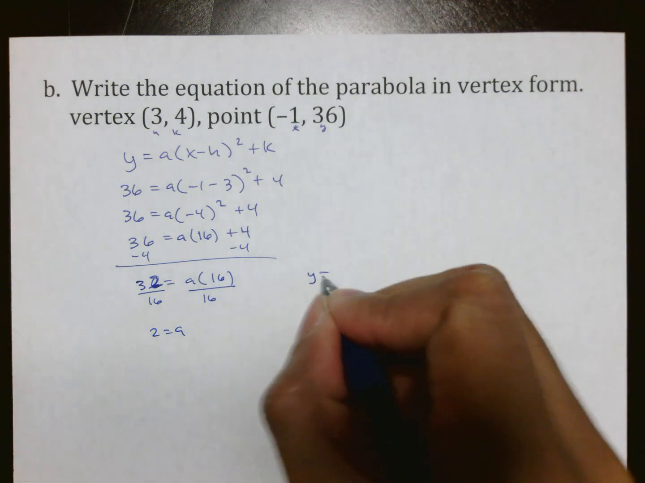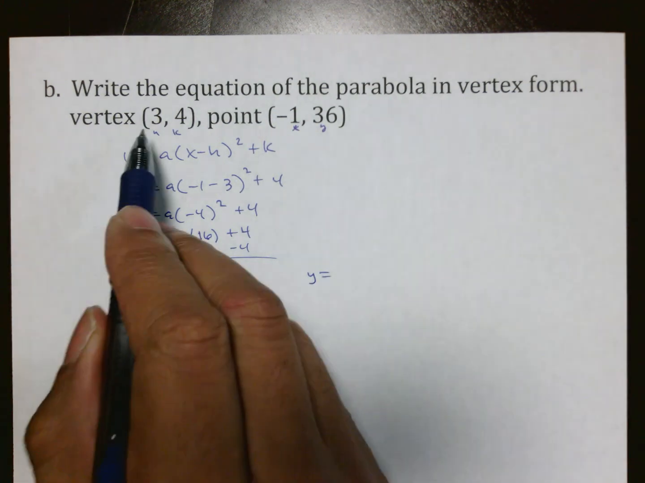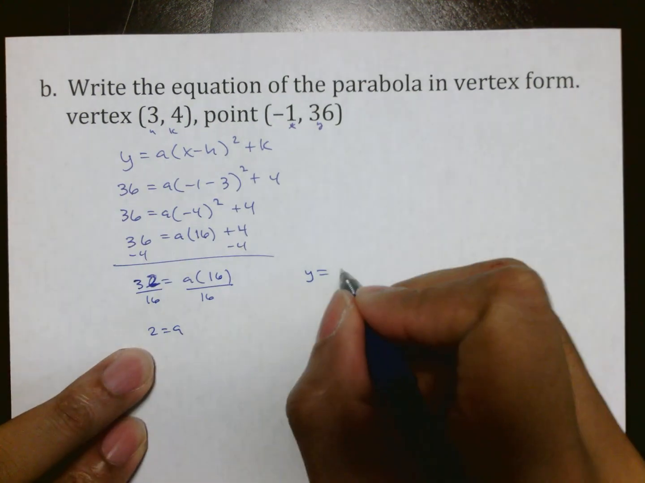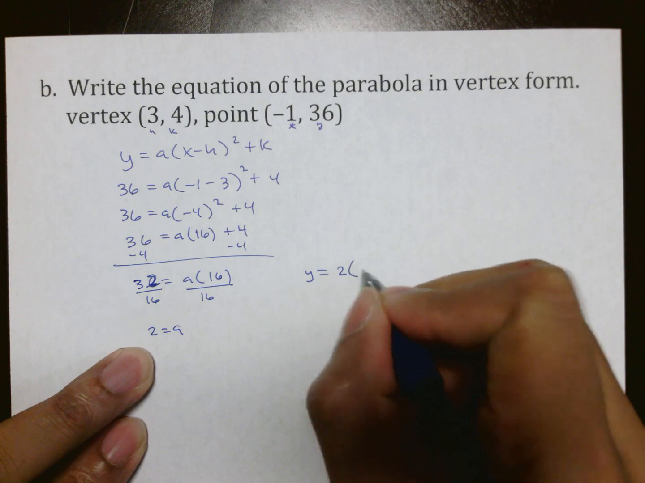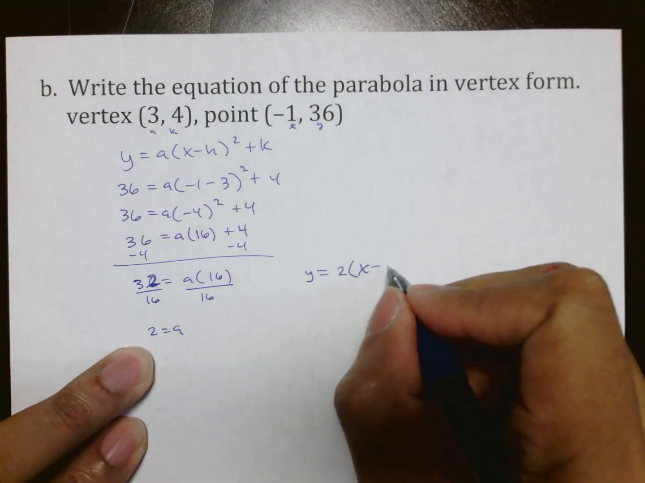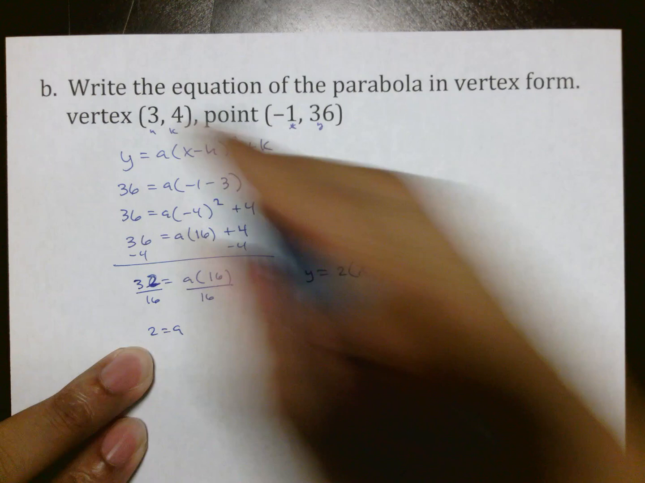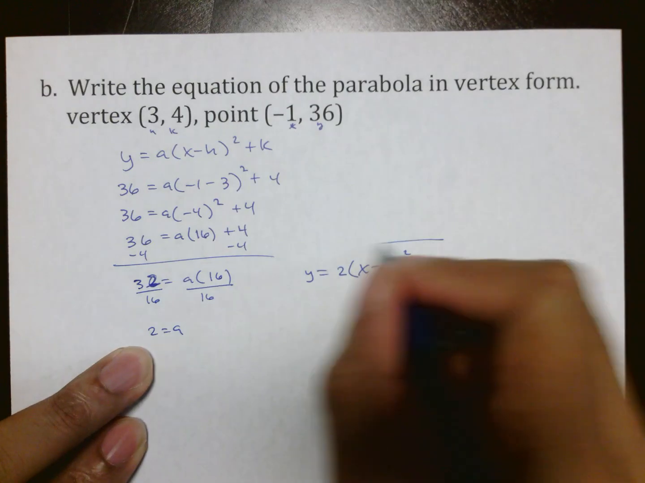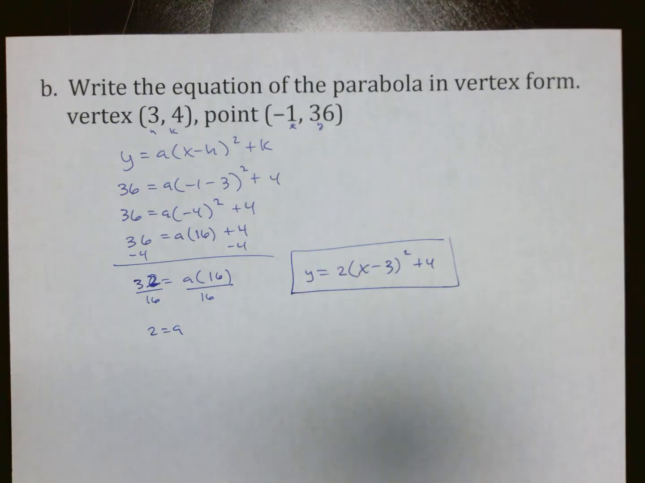And again, to get your final answer, plug in a, plug in h and k. So it's y equals 2 parentheses x minus 3 squared plus 4 would be the formula you're looking for. So that should wrap up everything you need in terms of that 4.1 assignment.